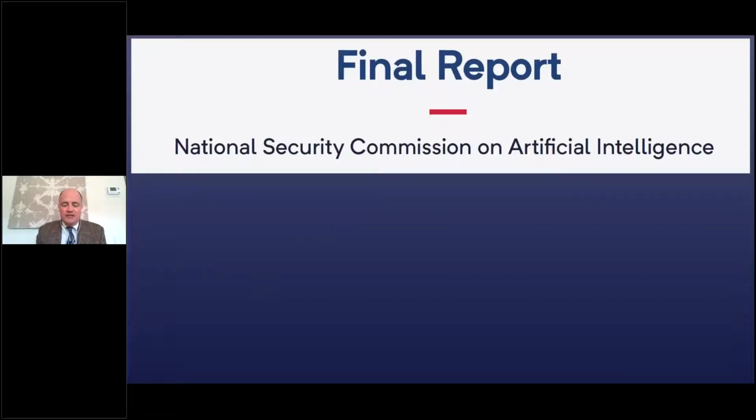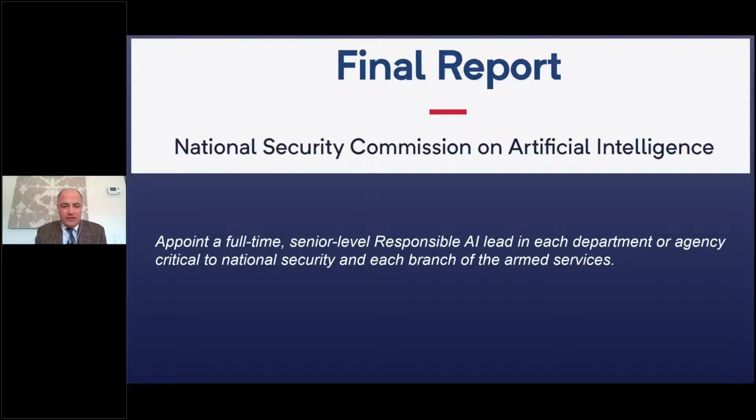According to this amazing study that I read, 736-page report from the National Security Commission on Artificial Intelligence, just read this last week. They issued this report on artificial intelligence. This is the advice that they gave to federal agencies. Basically, appoint a full-time senior level responsible AI lead in every single department that is critical to national security in each branch of the armed services. They're saying that every single one of those agencies should have a single full-time person dedicated to AI.